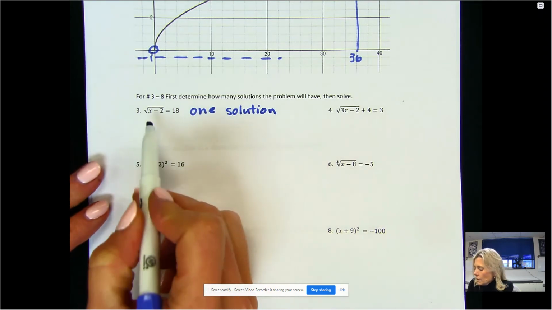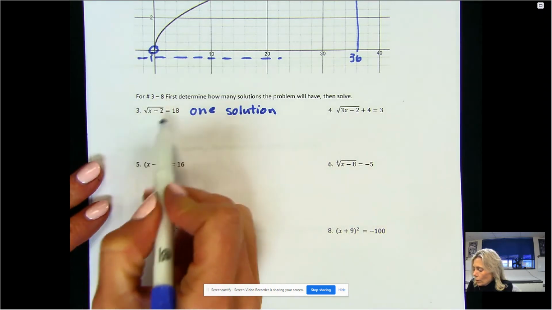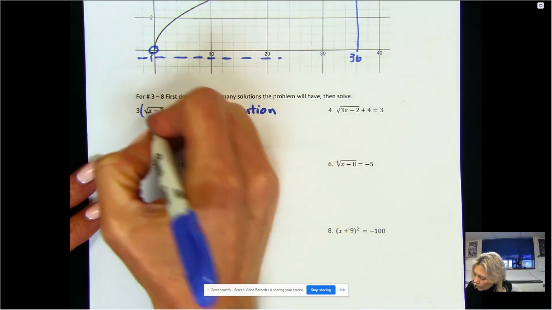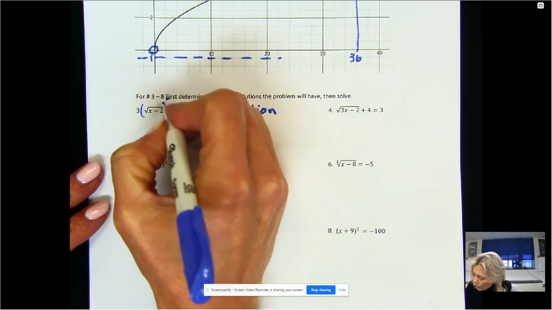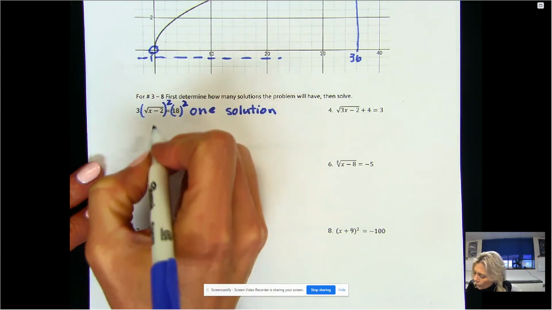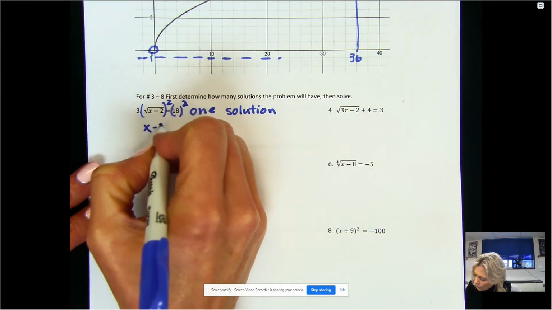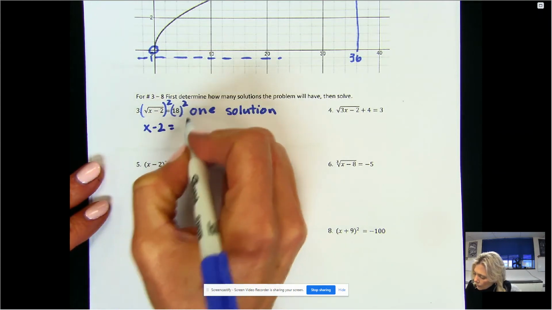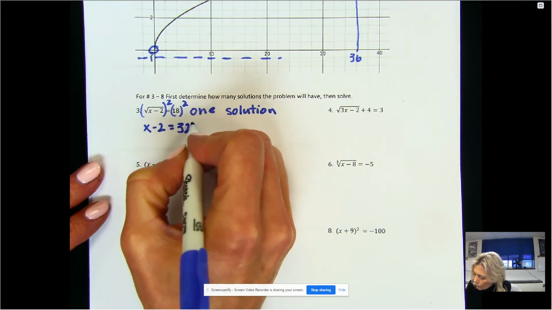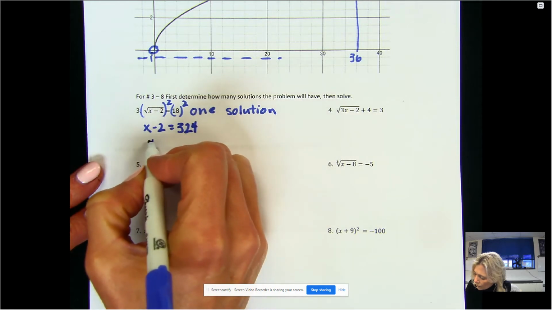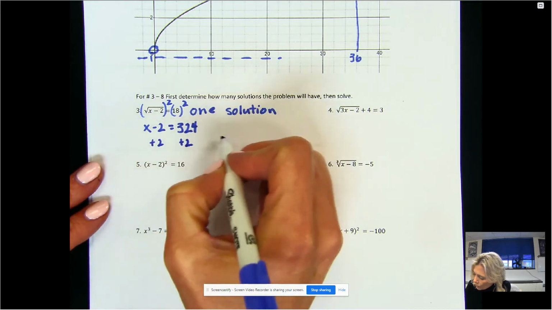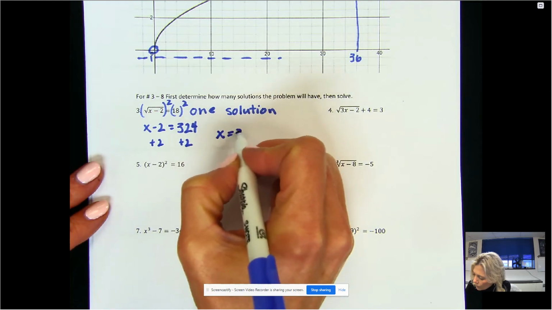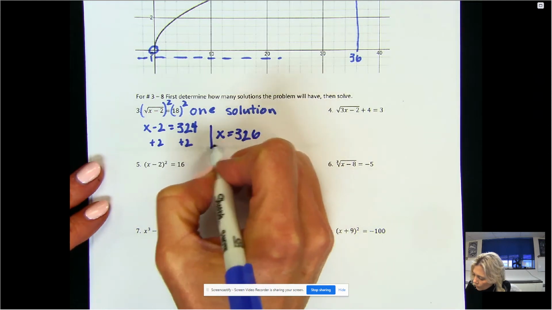And then since the square root is already isolated, we will raise both sides of the equation to the second power. That gives us x minus 2. 18 squared is 324. So you just add the 2. X equals 326.